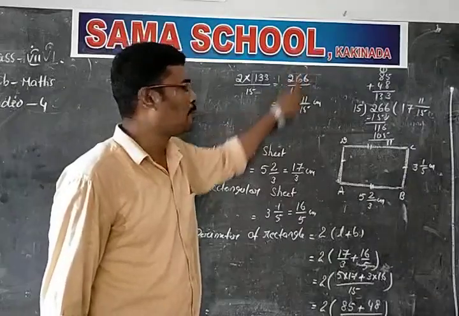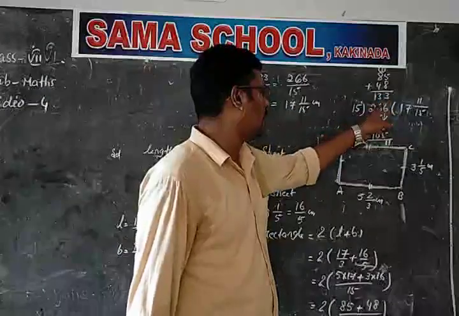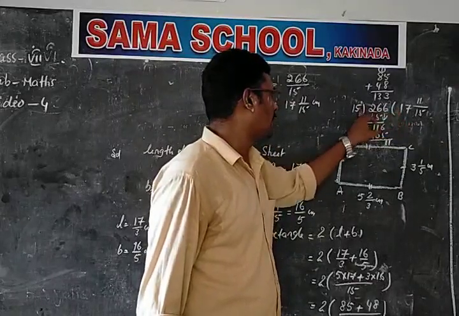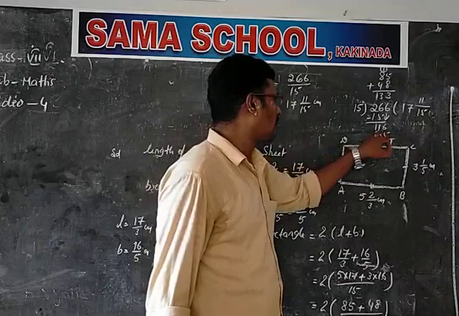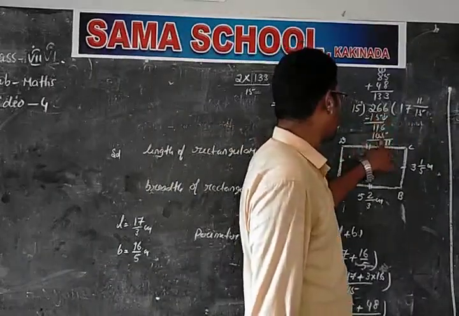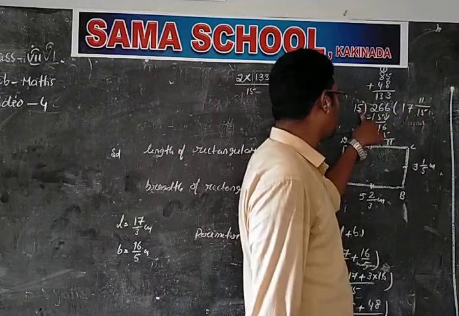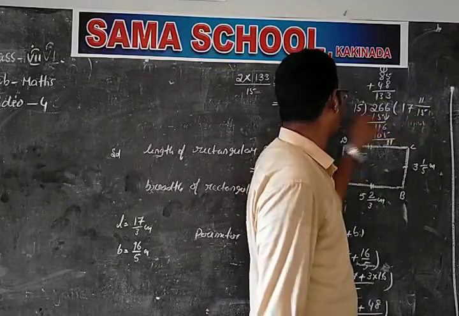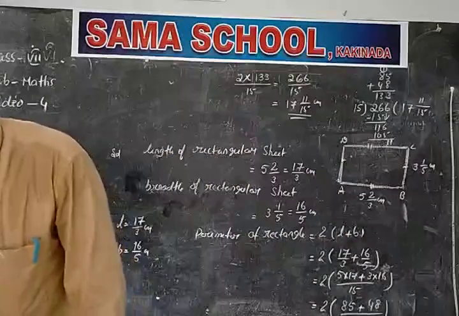This is an improper fraction. Convert to a mixed fraction. Divide by 15: 1 into 15 is 15, remainder 11. We take 116, how many times? 7 times. 7 into 15 is 105, remainder 11. 11 is the numerator and 15 is the denominator. 17 11/15. This is the answer. Next one.